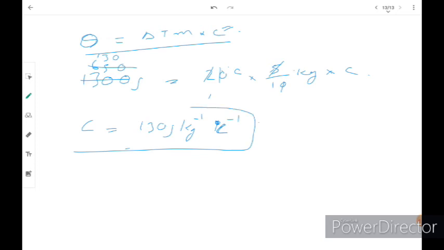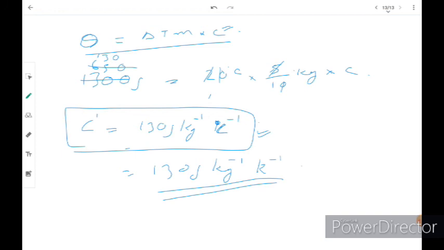So this will be the answer for the specific heat capacity. The specific heat capacity is 130 joule per kg per degree inverse. In case of this C, you can also write 130 joule kg inverse, and you can write Kelvin also, because the same change in temperature will be the same. You can write Kelvin or degree C, anything you want.